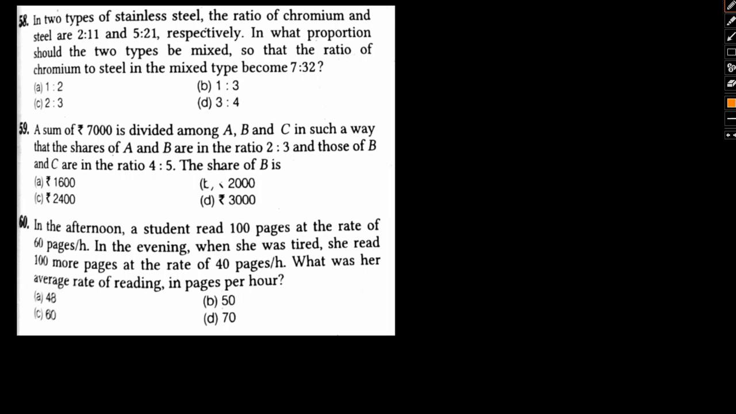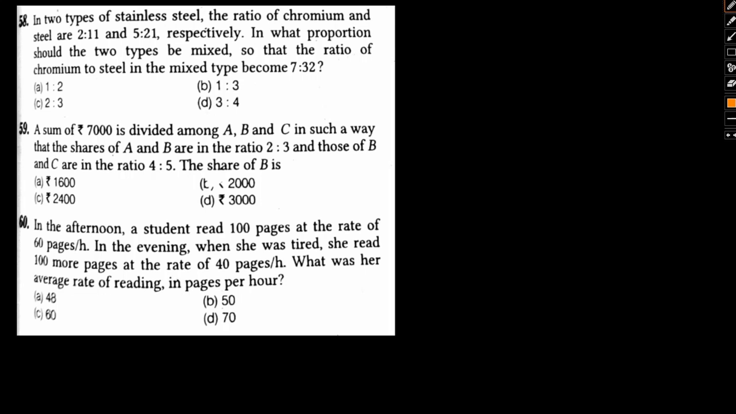Okay. So having said all of that, let us focus on the question at hand. So let's start off with number 58 and carry it through to number 60. Okay. In the two types of stainless cylinder, the ratio of chromium and steel are in the ratio 2:11 and 5:21 respectively. In what proportion should the two be mixed so that the ratio of the chromium and steel in the mixture becomes 7 to 32?